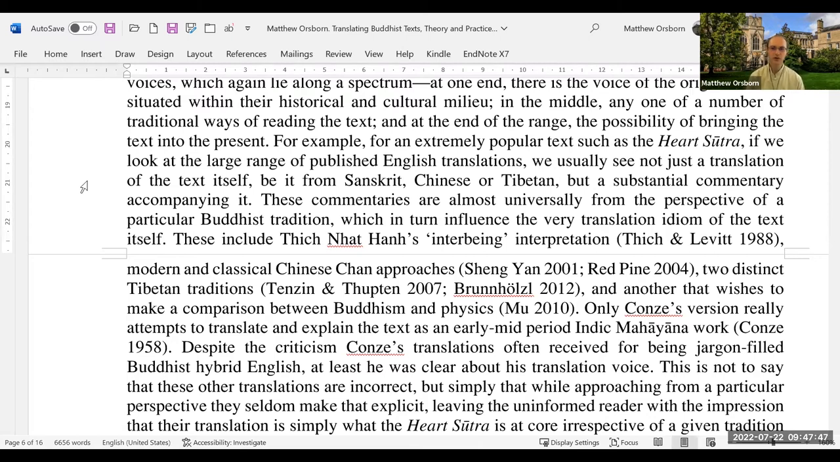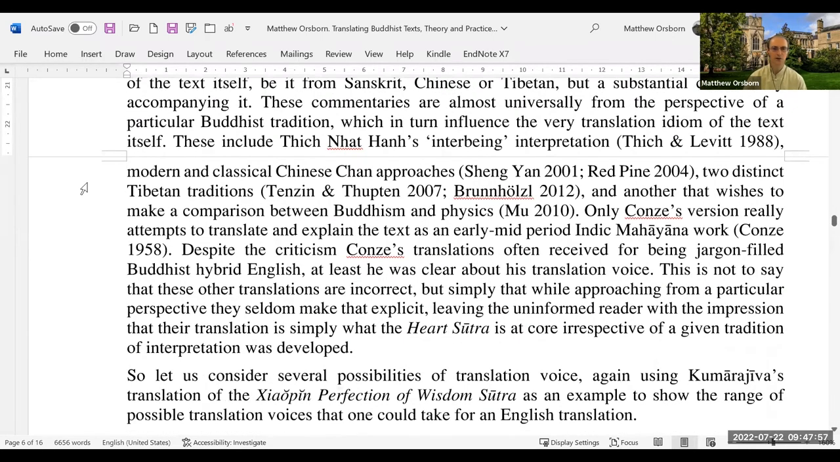These commentaries are almost universally from the perspective of a particular Buddhist tradition, which in turn influences the very translation idiom of the text itself. So some examples: this includes Master Thich Nhat Hanh's Interbeing interpretation, modern and classical Chinese Zen approaches through Master Sung Yin and Red Pine, two distinct Tibetan traditions, the Gelug and the Kagyu, from Tenzin Gyatso, of course the Dalai Lama, and Thubten Jinpa as translator, and also from Karl Brunnhölzl from a different Tibetan tradition, and another translation that wishes to make a comparison between Buddhism and physics. So only Conze's version really attempts to translate and explain the text as an early to mid-period Indic Mahayana work.